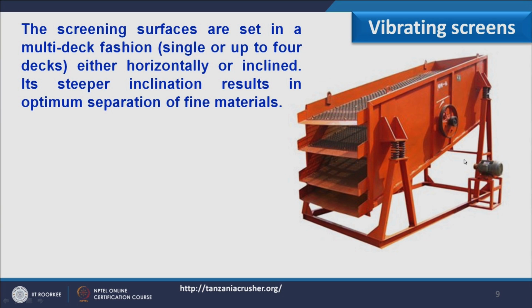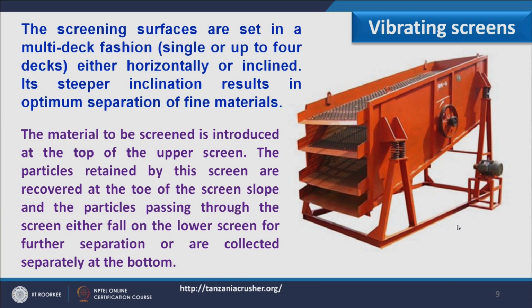This is the complete assembly of a vibrating screen, with different sections of a screen, and as far as size is concerned, it is very compact in comparison to grizzlies or screens of similar type. Material to be screened is introduced at the top of the upper screen. In a multi-deck screen, at the top it has the coarsest or largest opening. As we keep moving downward, the opening keeps decreasing. The particles retained by this screen are recovered at the toe of the screen slope, like here, and the particles passing through the screen either fall on a lower screen for further separation or are collected separately at the bottom. In this way material is handled.